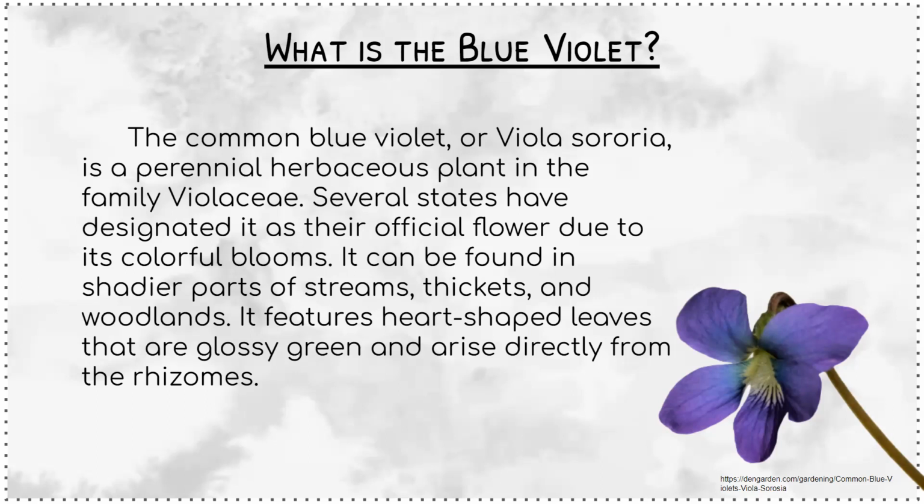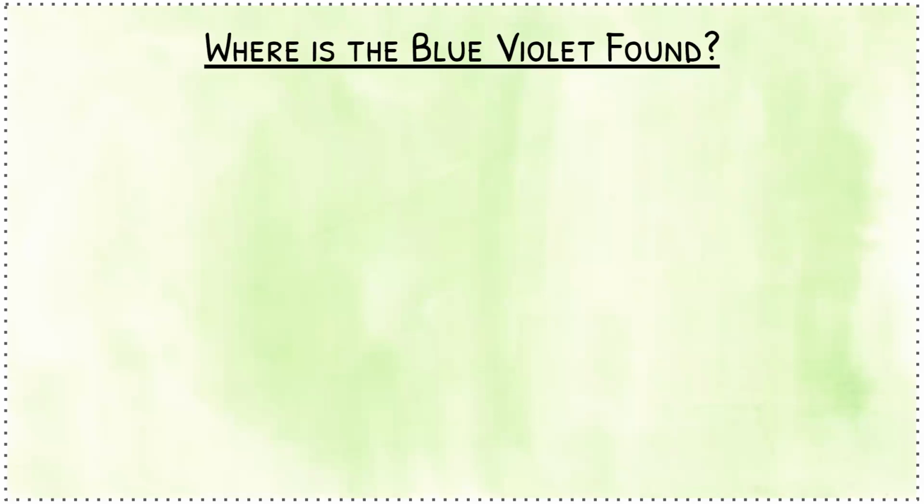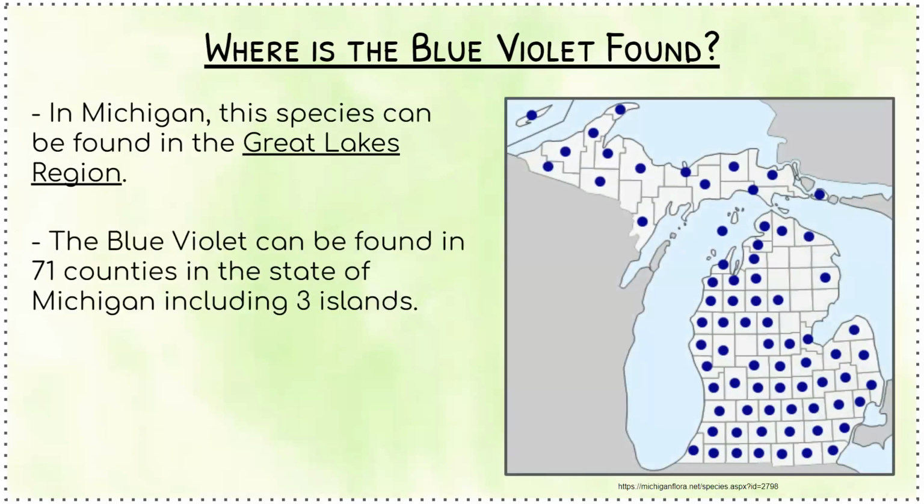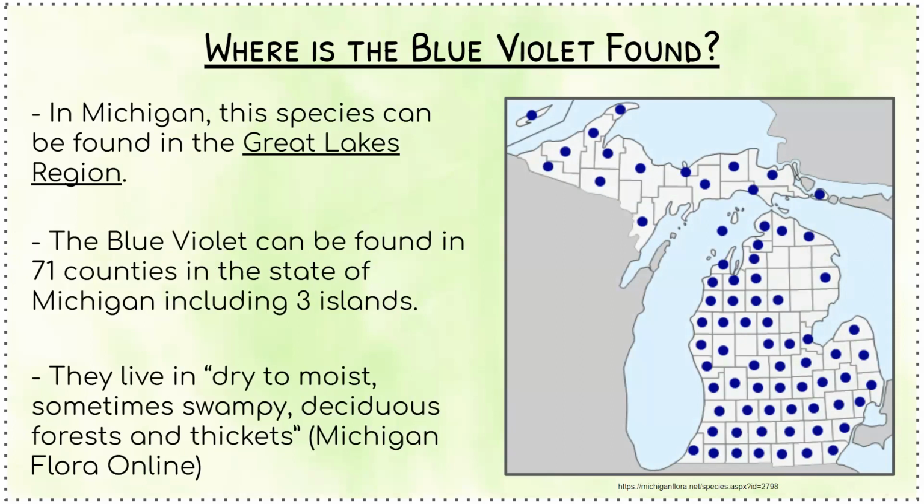Now you may be wondering, where are these plants found? The blue violet is one of the most common species found in the Great Lakes region. Within Michigan, the blue violet can be found in 71 counties, including 3 islands. In this image, these counties and islands are marked with a dark blue dot. It is a lot of counties, almost the whole state. The environments in which these plants live are dry to moist, sometimes swampy, deciduous forests and thickets.